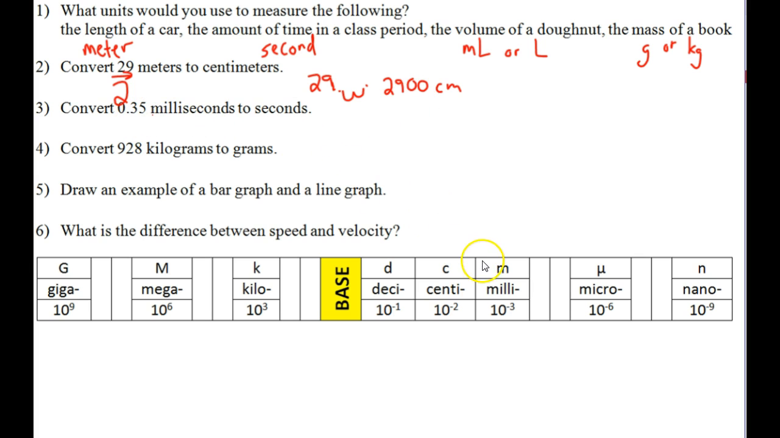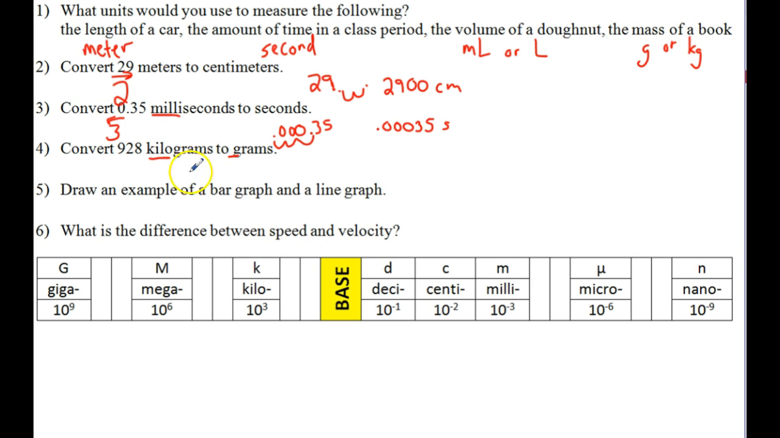Convert 0.35 milliseconds to seconds, so I'm going from milli to base. That, in this case right here, is going to be 3 to the left. So take that decimal point, move it 3 more to the left, and I'm going to get 0.00035.